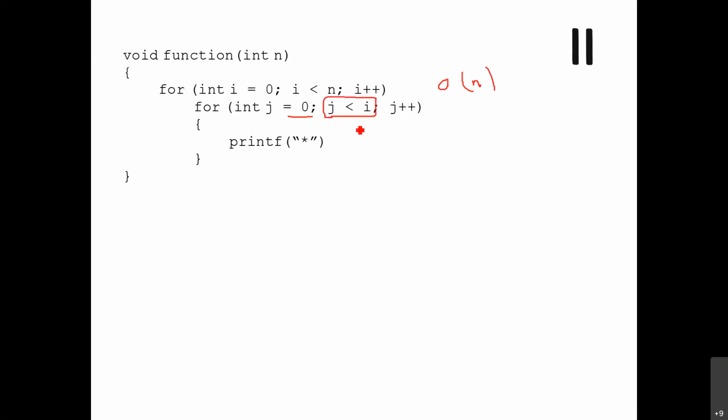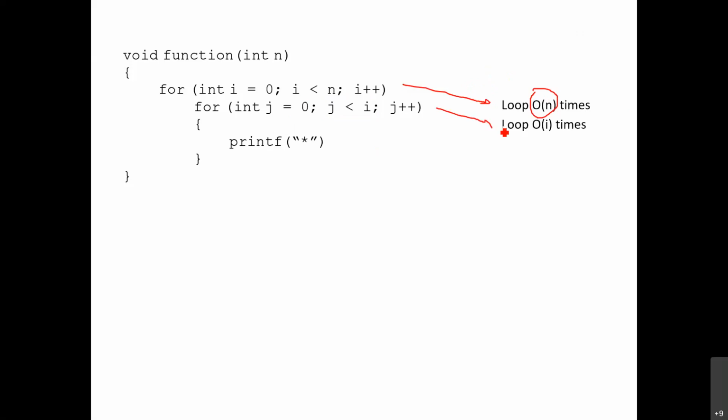The other one is, hey, j starts at 0, j is less than i. Well, this is new. We're relating j to i. j isn't dependent on n, it's dependent on i. So how does that work? Well, like we said, the first loop is going to go O of n times. The second is going to go O of i times. But what does that mean? i changes with every iteration. It goes from 0 to n. What does that mean? Well, let's see some examples.